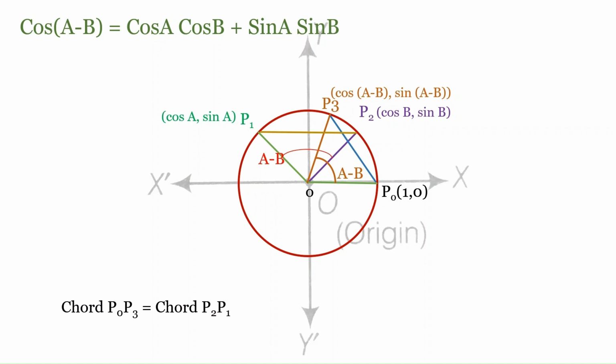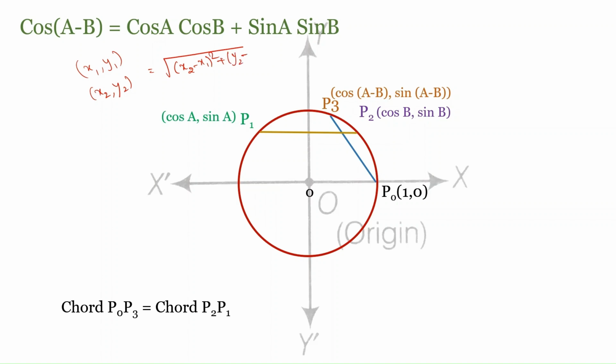In coordinate geometry, to find the distance between 2 points, where x1, y1 is 1 point and x2, y2 is the second point, we have a formula: under root x2 minus x1 whole square plus y2 minus y1 whole square. This gives the distance between 2 points. Now we will use this formula to find the length of chord P0 P3 and chord P1 P2.